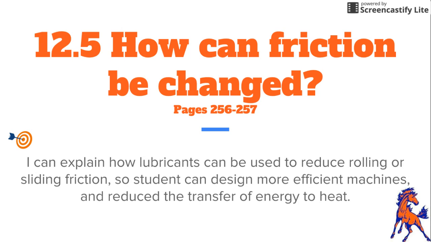Using rolling friction. Reducing friction makes it easier to move an object. One way to reduce friction is to change sliding friction to rolling friction. When you try to push a wooden box across the floor, you have to overcome sliding friction. The size of this friction force depends on the types of surfaces in contact with each other. In this case, the bottom of the box is in contact with the floor.